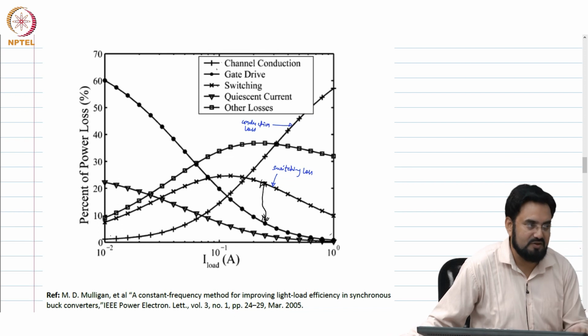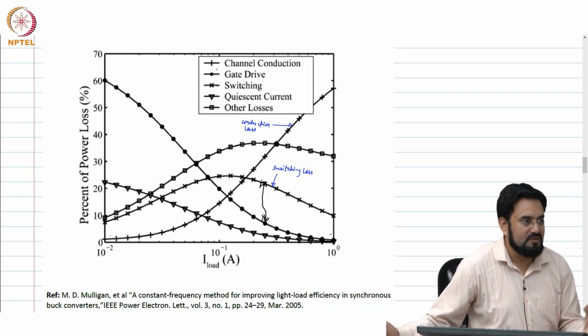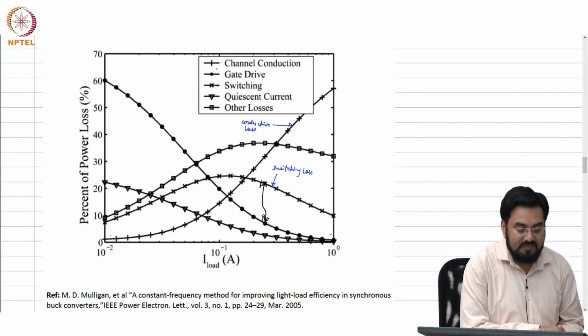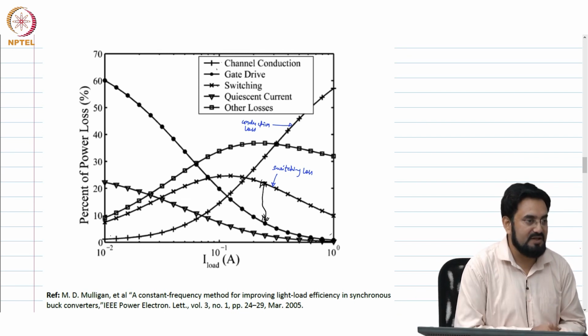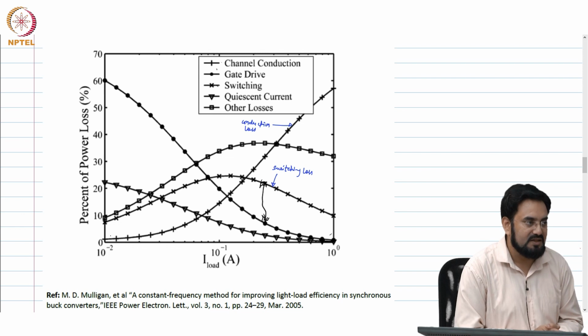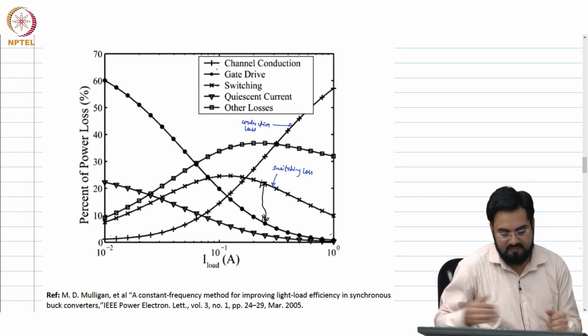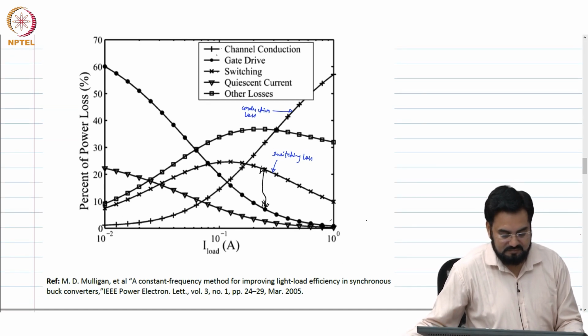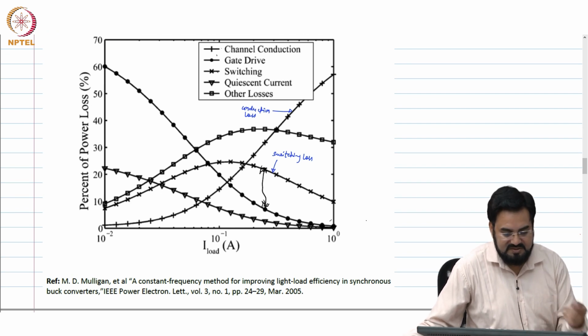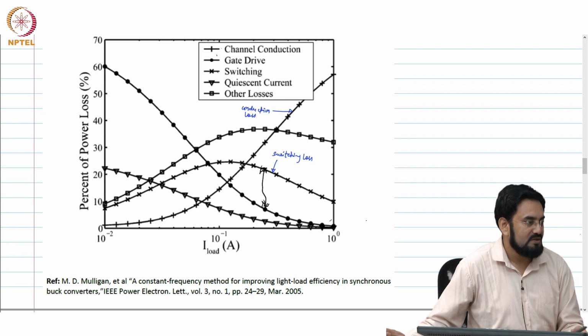Let us say you go to 10 microamp or so, and your total current consumption in your controller is let us say 50 microamp, then that 50 microamp will be dominating over the 10 microamp load current. Okay. So, you should know at what load current which loss will be dominant, and that is how you improve your efficiency by taking a proper step in the design.